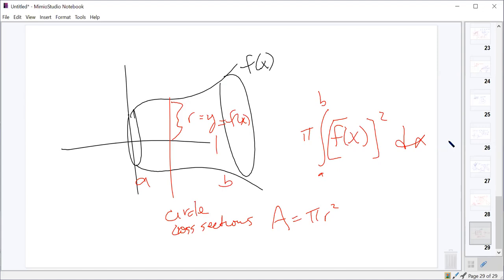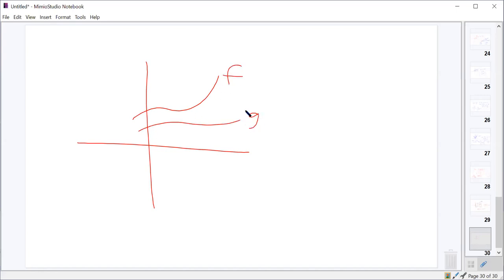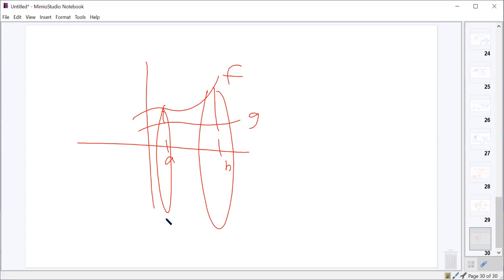Good. Good. So that's if the region is fully pushed up against the x-axis. Sometimes you might have a region that is not fully pushed up against the x-axis that you want to revolve around. So you might have f and g, and you're going from a to b, taking this region, and we might want to be revolving that around, right? Get whatever we get down there, right?